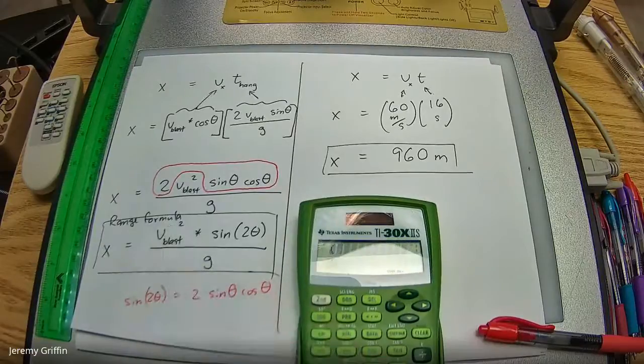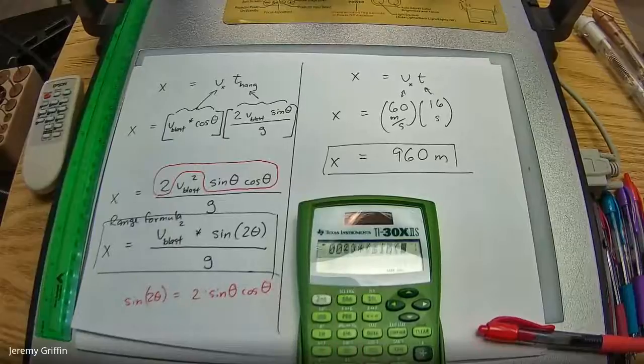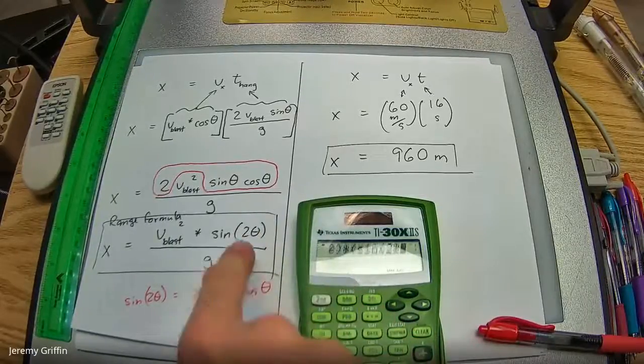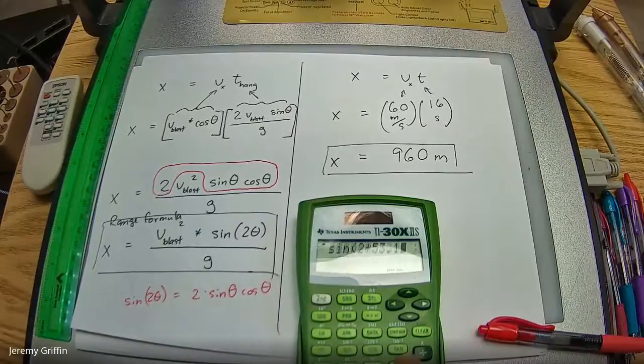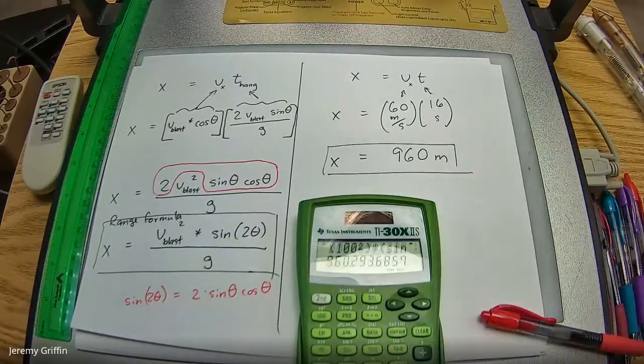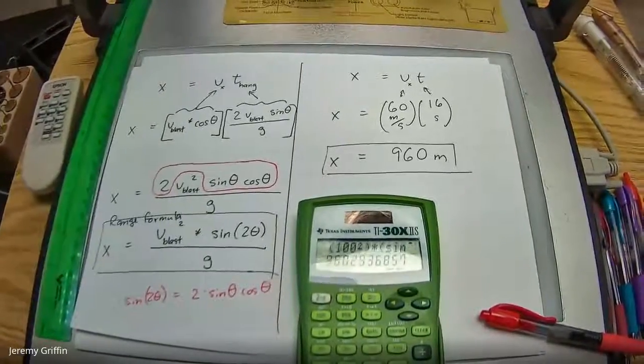V blast was 100, that's squared, times sine of, remember the angle is 53 degrees, so the 2 times, because double, 2 times 53.1 degrees, right? Then I'm going to divide that all by g, which is 10 meters per second squared. This number better come out to 960. Let's see if it does. 960.3. Oh, yeah. We are gold.